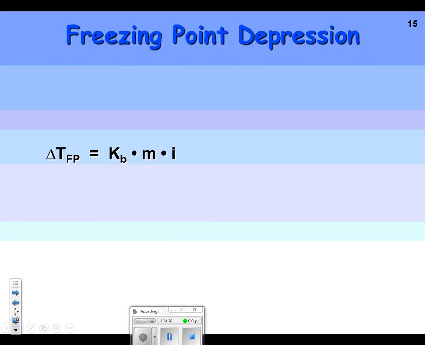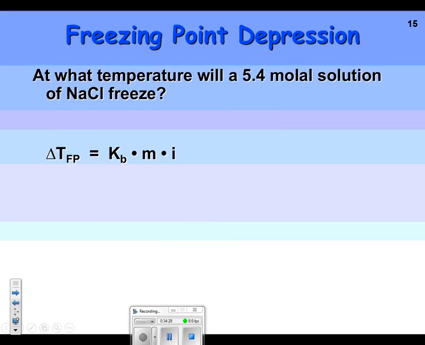All right, so let's do another one. Here we have a 5.4 molal solution of NaCl. Is that stronger or weaker than what I had before? Is it more saturated or less saturated? It's more saturated. So is the freezing point going to be higher or even lower?